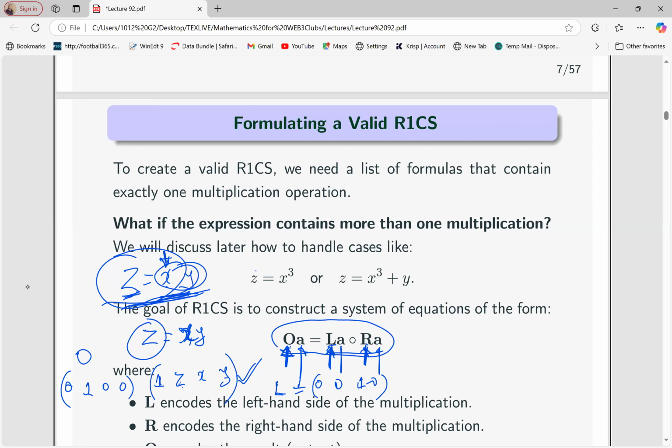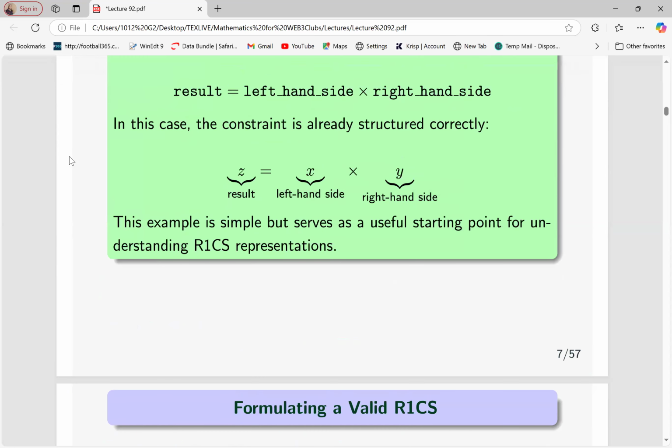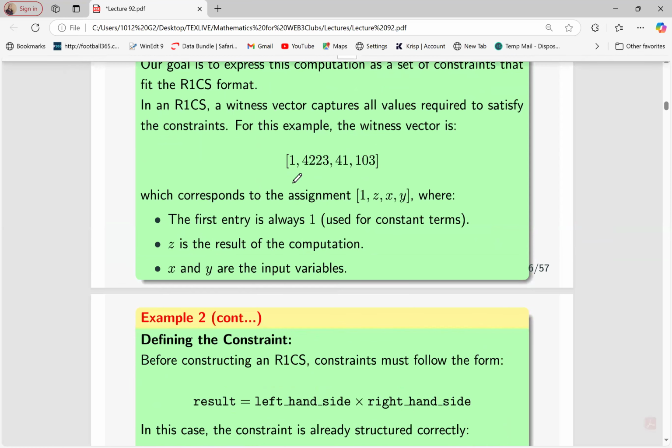Then what about our matrix R? R is the right-hand side, and the right-hand side of this equation is Y. So you make Y 1, and the rest zeros. So this is our matrix R. This is our matrix L, and this is our matrix O. And then we have the witness. In our case, this person had given us Z to be 4223, or was it 41? I think 41. Let's go back and see what X was. So this person has given us some witness. Of course, the witness is just this.